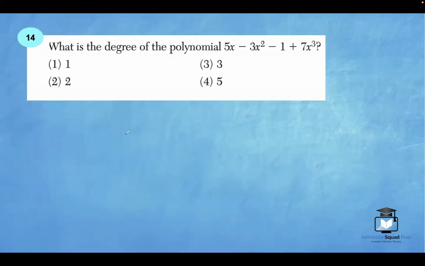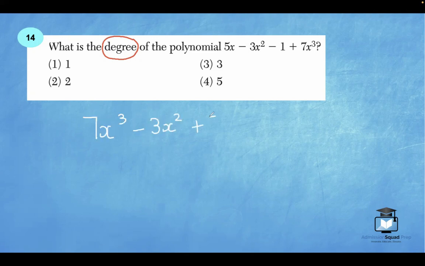Let's continue. Number 14. What is the degree of the polynomial 5x minus 3x squared minus 1 plus 7x cubed? The degree of a polynomial is basically the biggest exponent in the expression. So we'll start by looking at the term that has the largest exponent. So in this case, that will be 7x cubed, followed by minus 3x squared, then plus 5x, and then minus 1. So this is technically what standard form looks like when you have the exponents going in descending order.